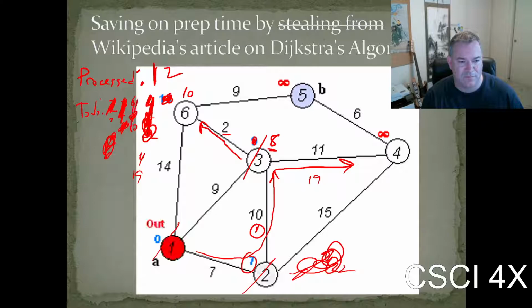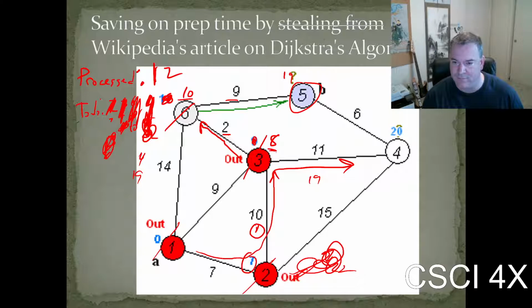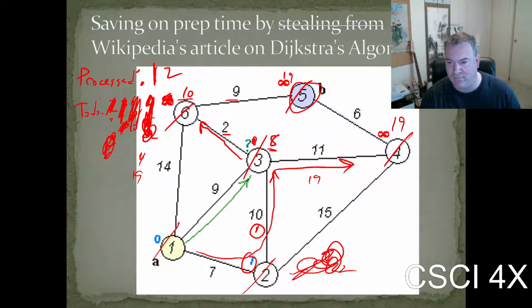So 6 comes off, we add in 5 here with a distance of 10 plus 9, it's 19. And now we have a tie between 5 and 4, so it doesn't matter which one comes off first. They've got no more kids to add anyway, so they're both going to pop off, and we'll be done. So the total distance would be 19 to 5, 19 to 4, 8 to 3, 10 to 6, 7 to 2, and 0 to 1.